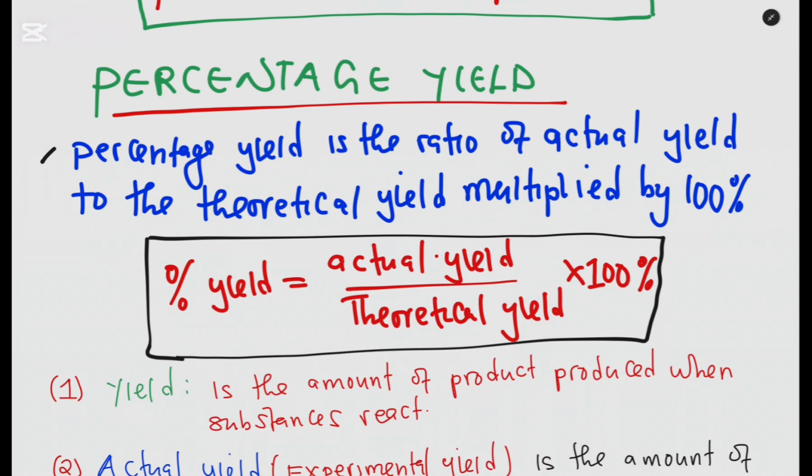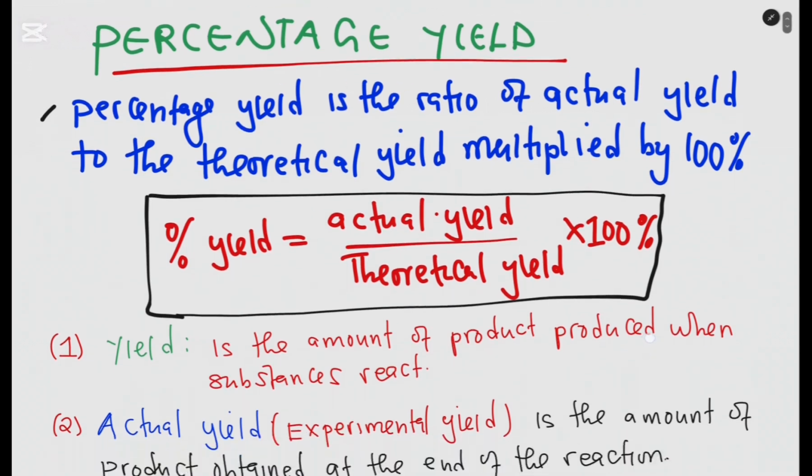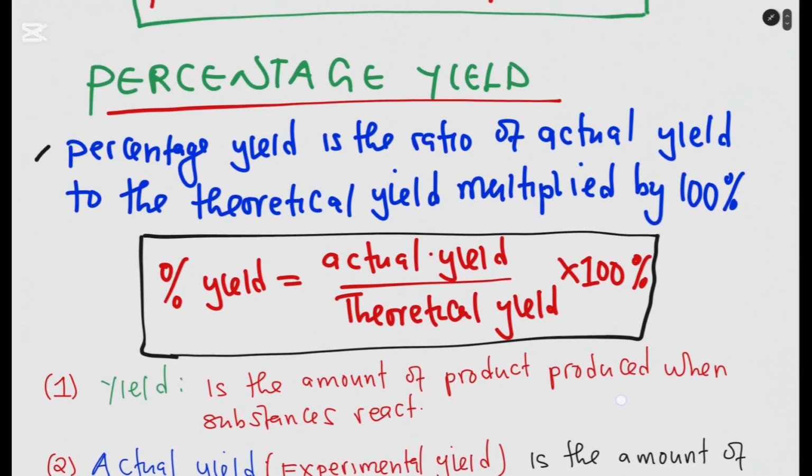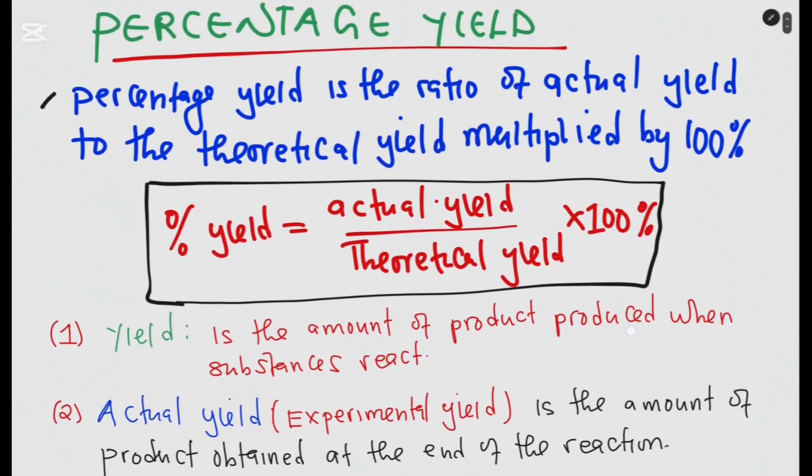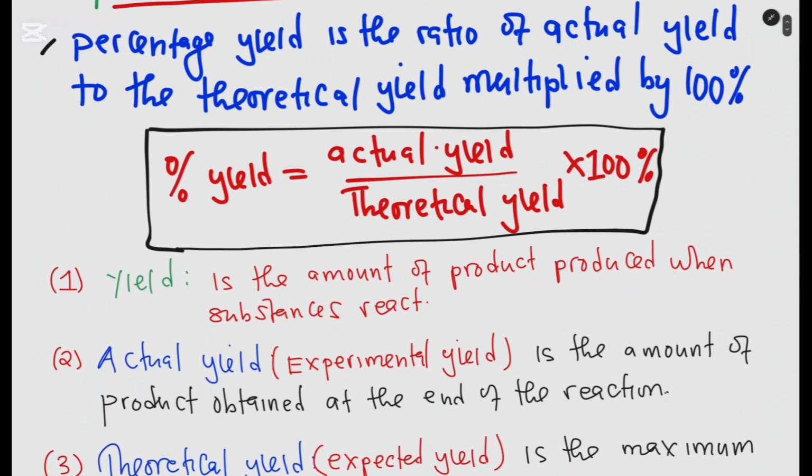Now, before we even go into the calculations, it's very important that we understand a few of the terms such as yield, because here we are talking of percentage yield. So what is a yield? Yield in chemistry is just the amount of product produced when a substance or substances react. That is what we call yield.